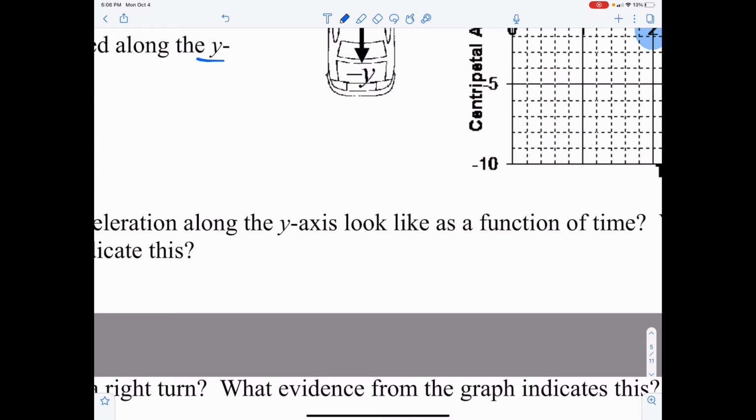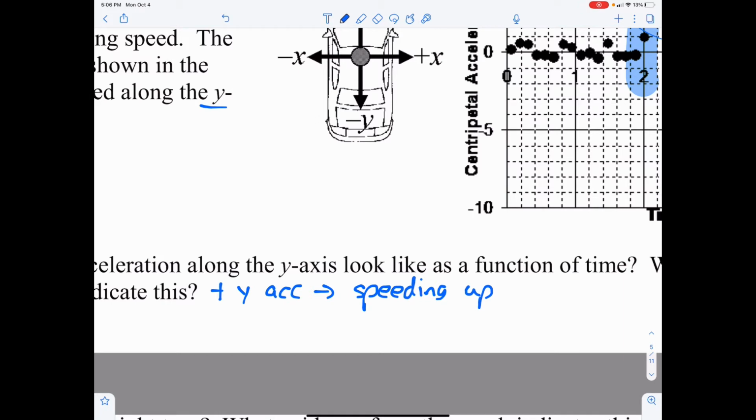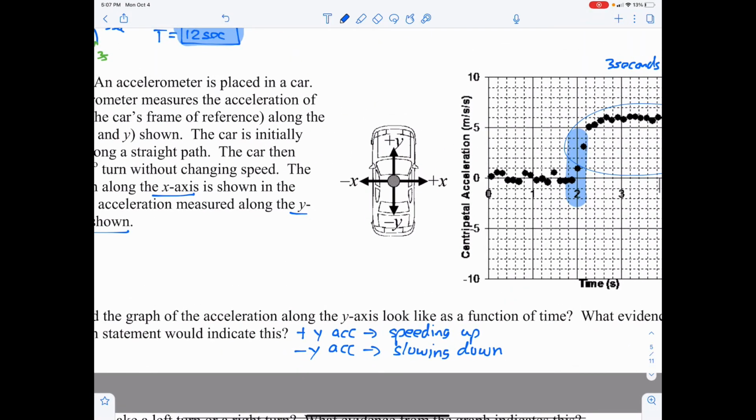One thing to note, positive y acceleration means that we are speeding up, because positive y would be going forward. Negative y acceleration would be slowing down. Since positive and negative x point to the left and right, that would be centripetal acceleration causing the car to curve or turn in part of a circle.